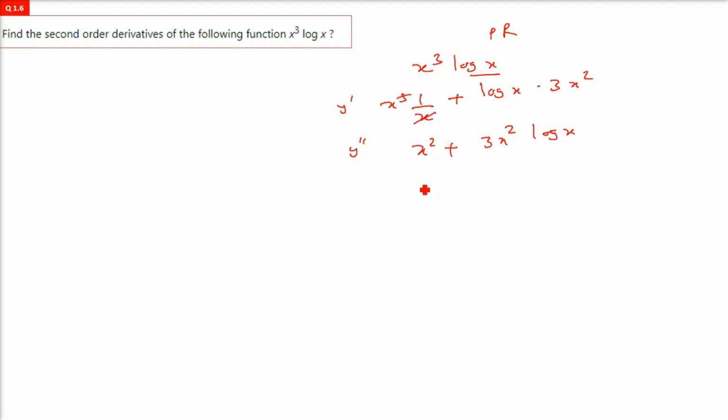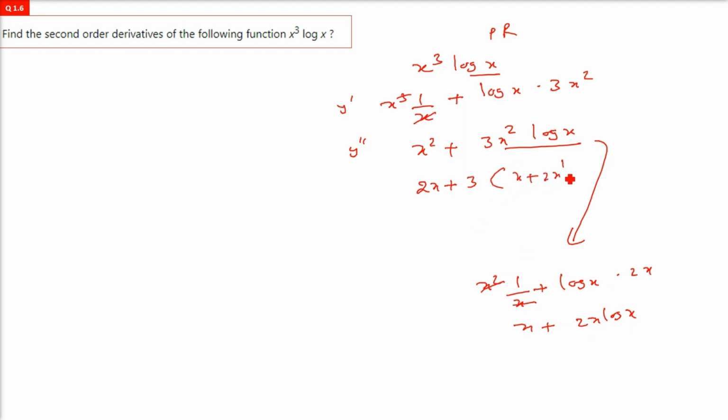X square is 2x, then 3 times the differentiation of x square log x. Let us do it separately. X square log x is 1 by x plus log x, differentiation of x square is 2x. So just cancel this, you get x plus 2x log x. Now just put it here with a multiple of 3. So 3 into x plus 2x log x. You get 2x plus 3x plus 6x log x. 2x plus 3x is 5x plus 6x log x.